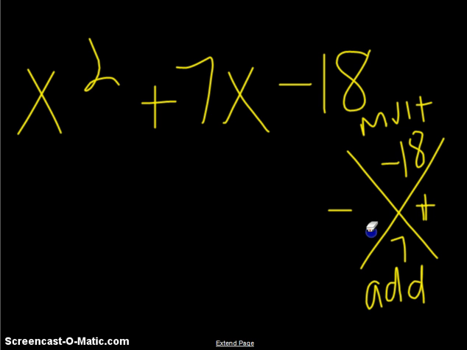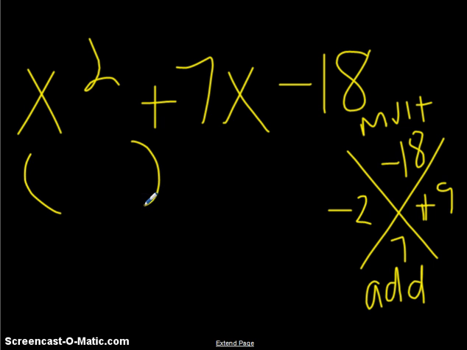Okay, so we've done 1 and 18. Now let's go through the next one. How about 2 and 9? Negative 2 and positive 9. Well, negative 2 times positive 9 is negative 18. And when I add together negative 2 and positive 9, I do get 7. So those are my factors. So I found my factors, and I'm ready to write factored form.